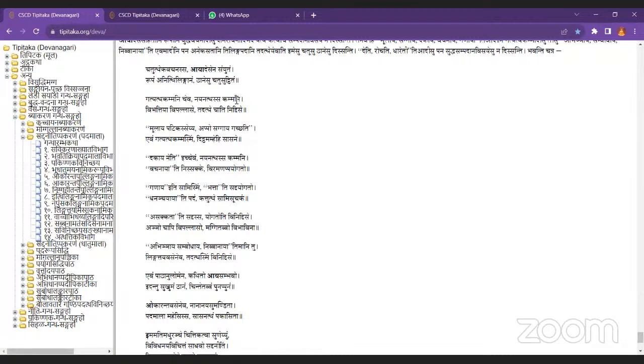Gatyatta kammani cheva nayanathasa kammani vibhattiya vipallase tadatte chati niddise. Now we have niddise. Niddise means point out, or teach, like that. Niddise is also attanopada. That means niddisati becomes niddise in attanopada. Same meaning. Niddise means point out.